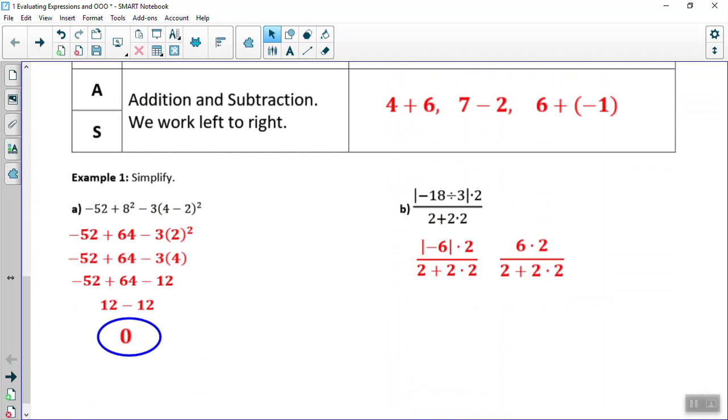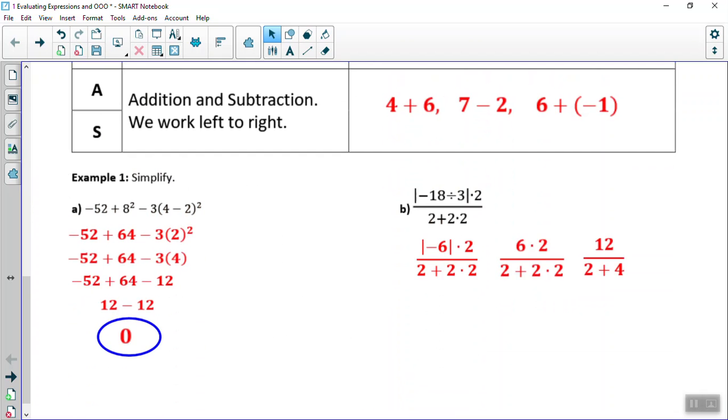So next I'm going to multiply. So actually I have multiplication in both the top and bottom. So we can do both of those at the same time. 6 times 2 is 12. 2 times 2 is 4. So I get 12 over 2 plus 4.